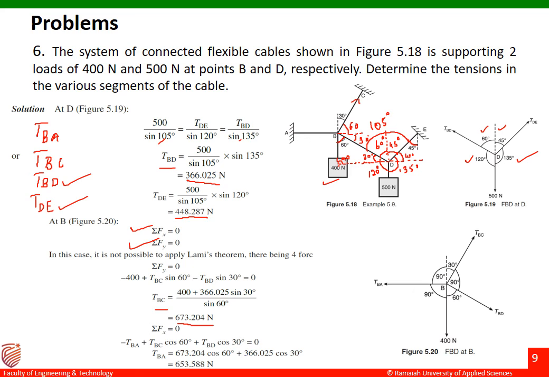Similarly, we'll find out the answer for TBA by applying the equilibrium equation, that is summation Fx equal to 0. Now that is minus TBA plus TBC into cos 60. So what I'll do here: minus TBA plus TBC into cos 60 degrees plus TBD into cos 30 degrees equal to 0. By substituting this, we are going to get the answer for TBA as 653.588 Newton over there. So this completes the problem.